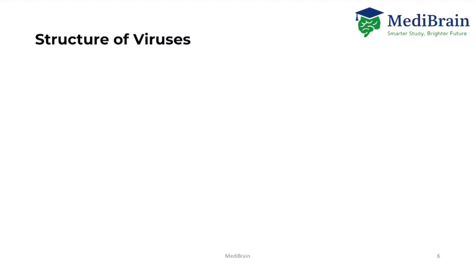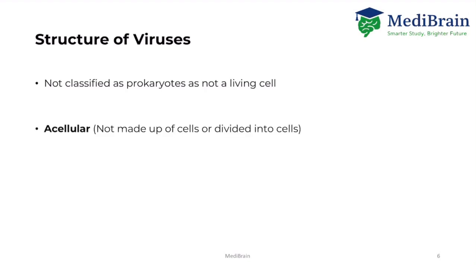First of all, the point that I would like to bring up is that viruses are not classified as prokaryotes. The reason is that viruses are not classified as a living cell. They have very, very few subcellular organelles. And there are some properties of viruses that you are required to know. Starting off, viruses are acellular. If cellular means made out of cells, acellular means not made out of cells, or divided into cells.